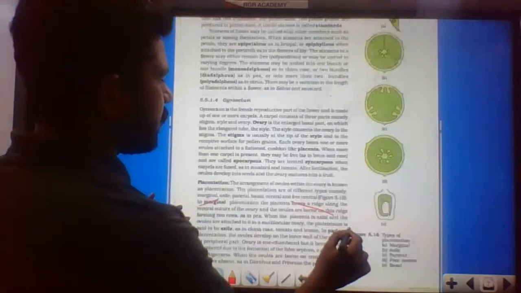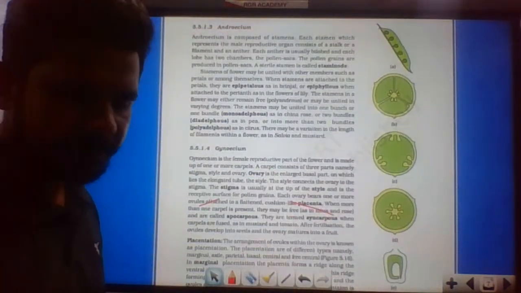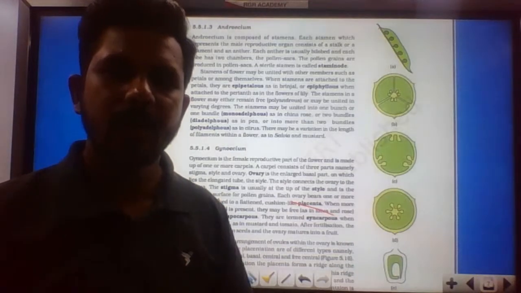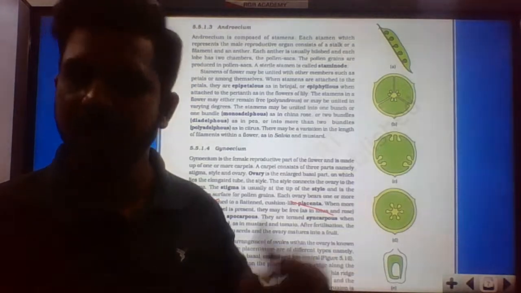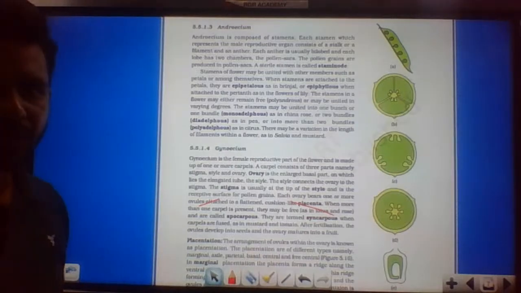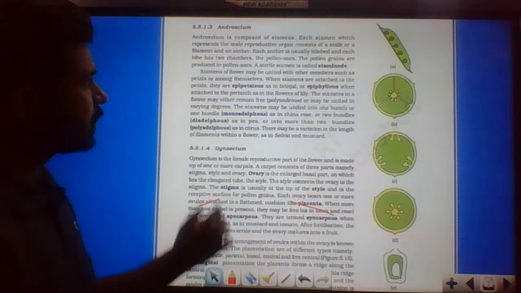So we completed calyx and corolla. If corolla members, the petals, are joined together, they are called gamopetalous. If they are free, they are polypetalous. So on the point one add. So next one is androecium. I will try to complete androecium today.